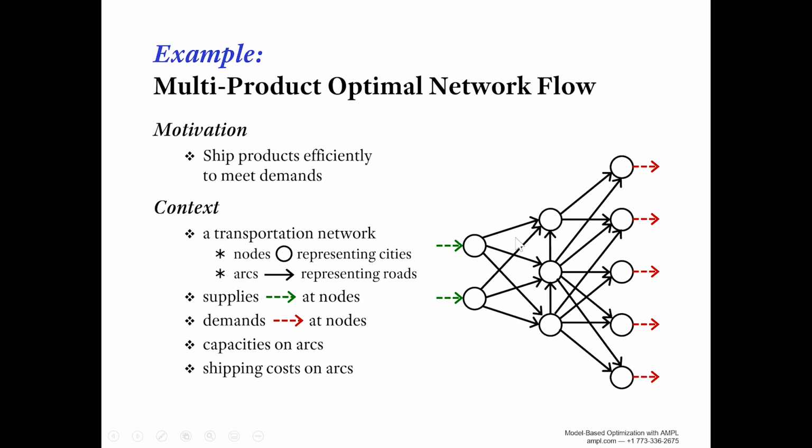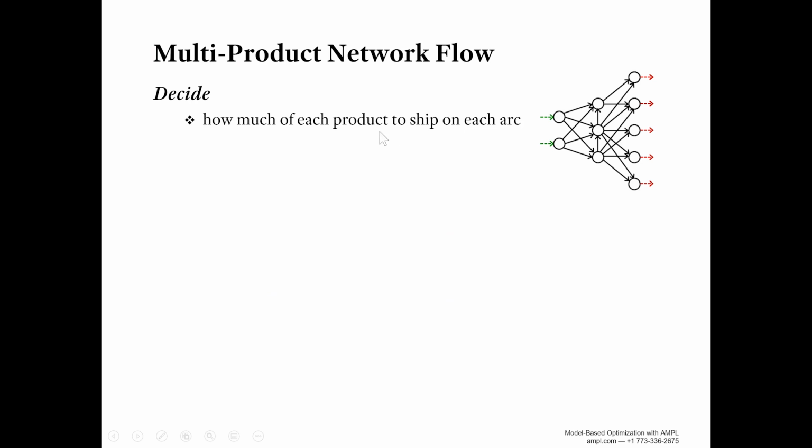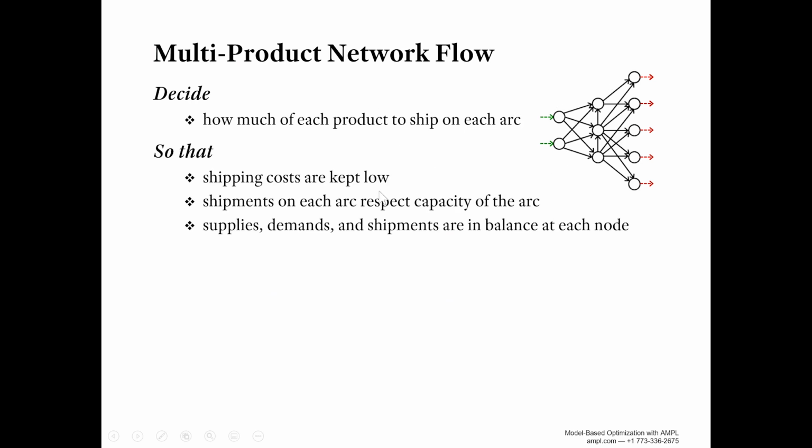These arcs have capacities on how much you can ship, which are not shown here, and there are also costs on them, and we're trying to minimize the total cost of all the shipping that you need to take in these supplies and meet these demands. So we want to decide how much of each product to ship on each arc so that shipping costs are kept low. The shipments on each arc respect the capacity of the arc, and the supplies, demands, and shipments are in balance at every node. So however much you ship in, you also ship that much out.